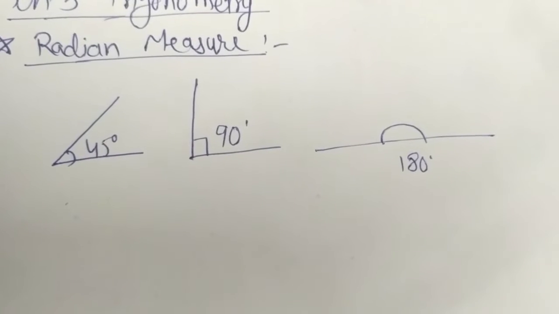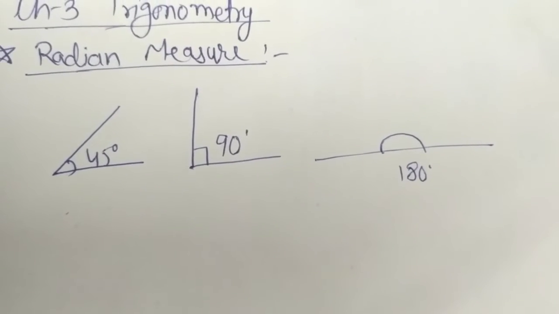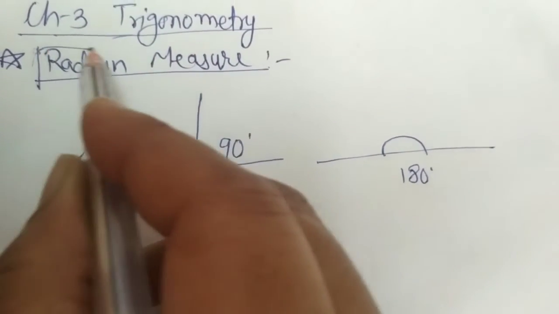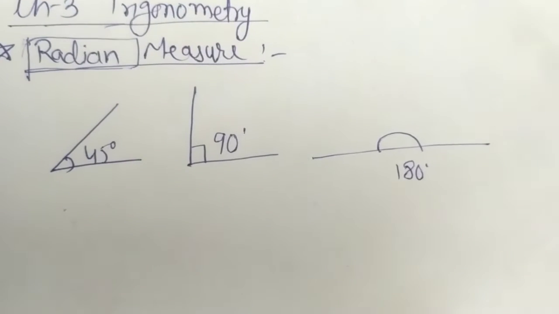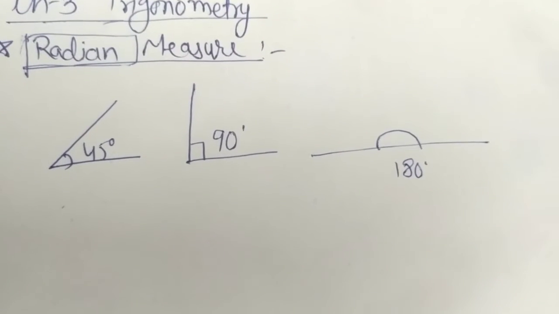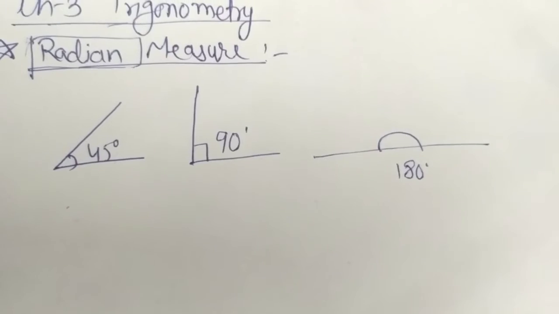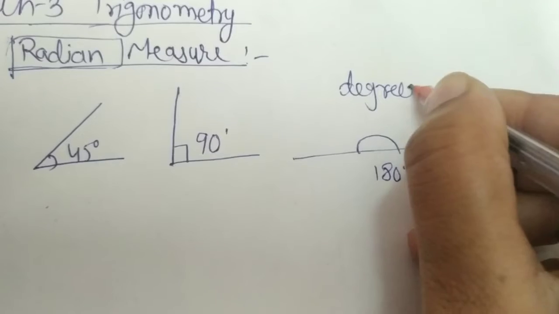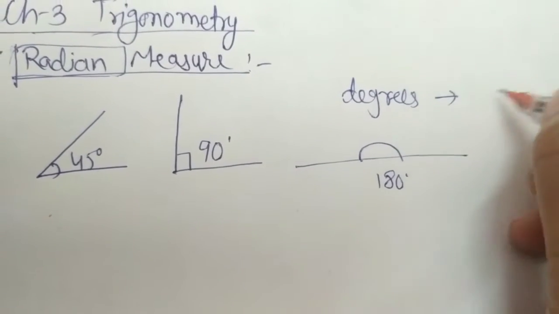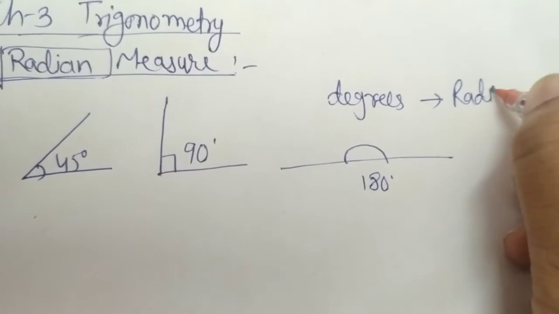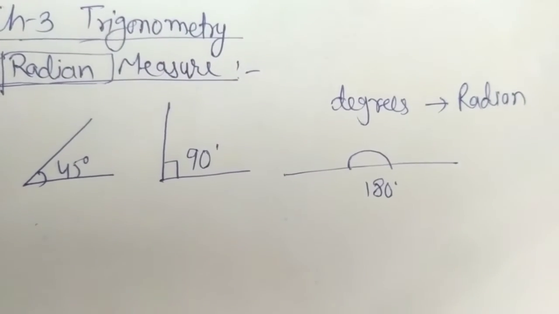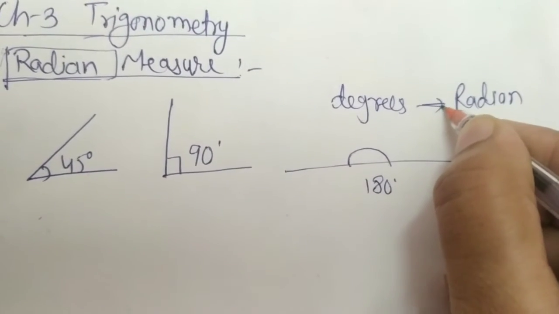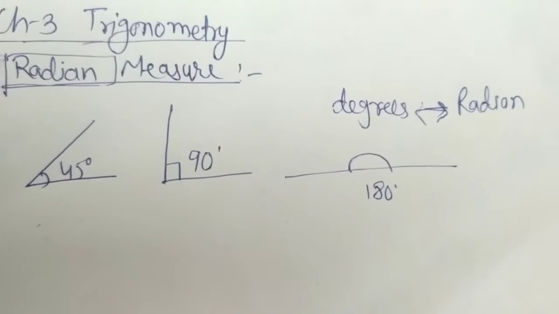Now a question arises, can we have any other unit to measure angle? Yes, of course, that is radian. We have two units to measure angle: first is degrees and second is radian. Now we will study what is radian and how to convert degrees into radians and radians into degrees.